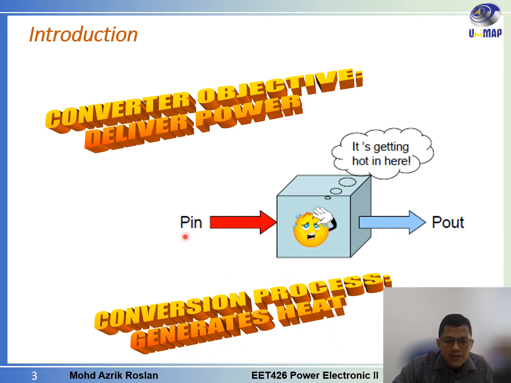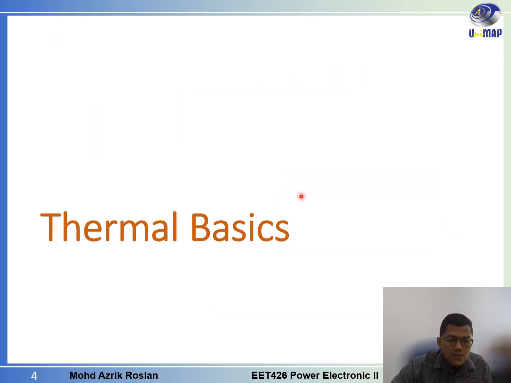So you have the input power, and then you have a switching action inside of the converter, and then you have the output power. Inside the converter there will be some heat produced by the switching action, and also due to the losses. So that's why we are going to learn about the thermal basics, the thermal characteristic of the electronics component, so that we can understand more and then we can do something about the heat.